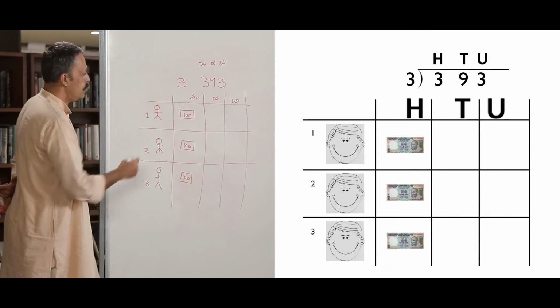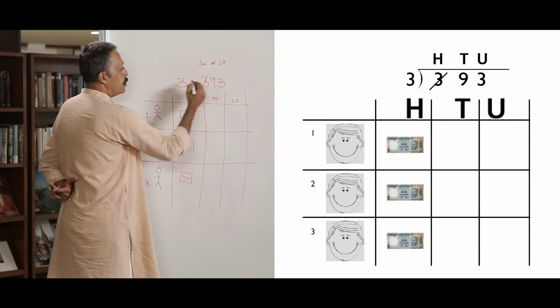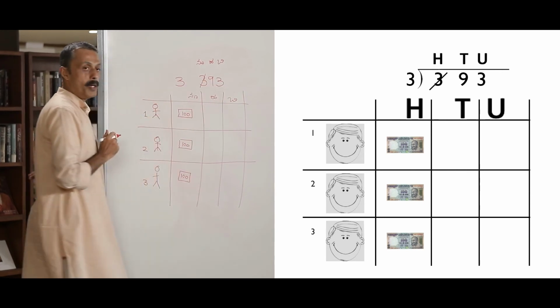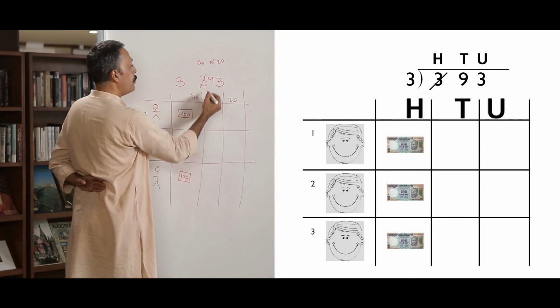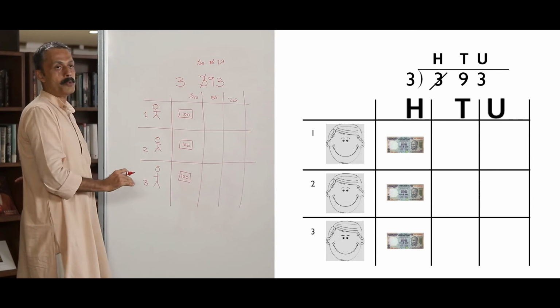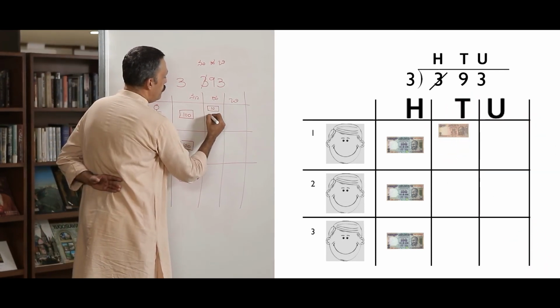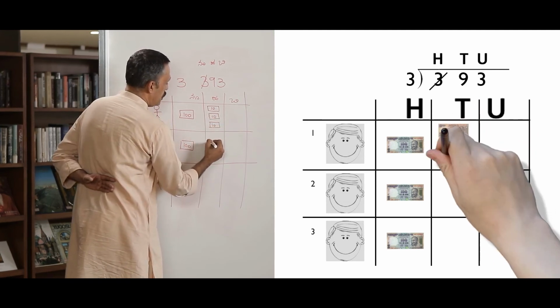Each one gets 1. I have given all 100 notes I have. Now I have 9 notes of 10 rupees. How much will each person get? 9 notes to be given out to 3 people. So each one gets 3 10 rupees notes. Each person gets 3 notes.